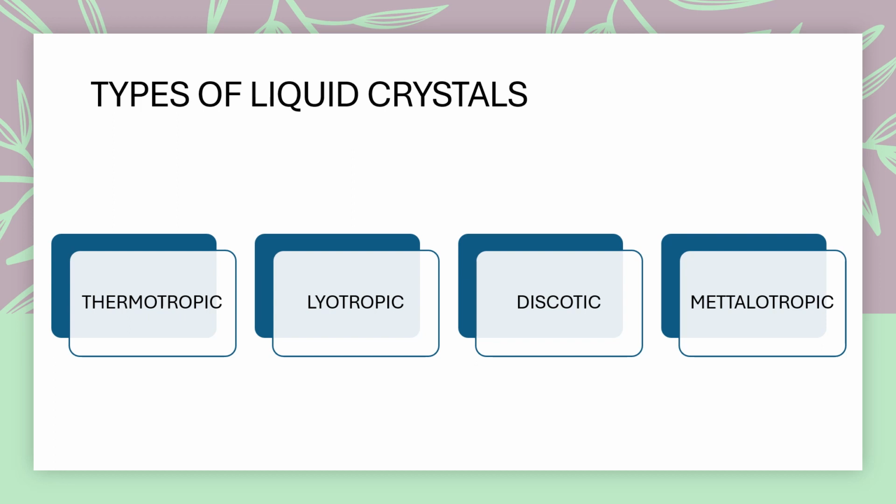Types of liquid crystals. As you can see here, there are four types of liquid crystal. First one is thermotropic liquid crystal. Second one is lyotropic liquid crystal. Third one is discotic liquid crystal and fourth one is metallotropic liquid crystal. We will look into it one by one.